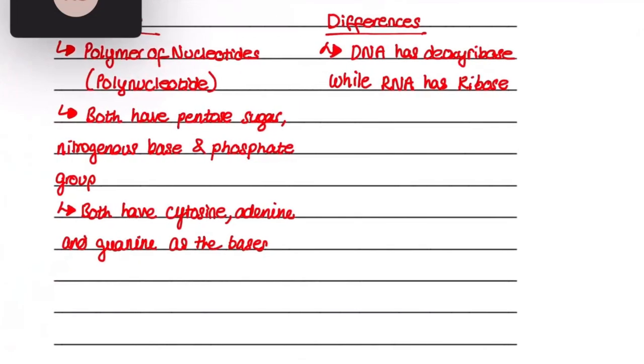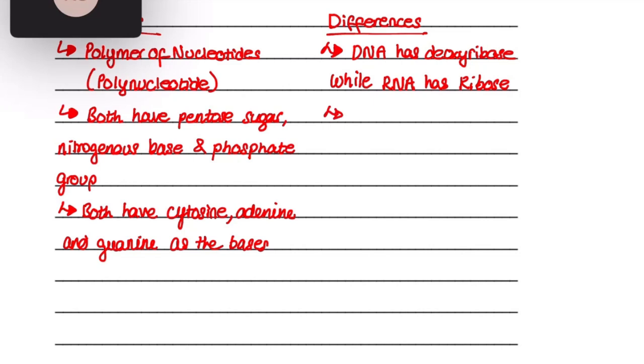And my second difference is also going to build up from a similarity. We said that they have cytosine, adenine, and guanine. Well, DNA has thymine and RNA has uracil. So we know that DNA has thymine, whereas RNA has uracil.